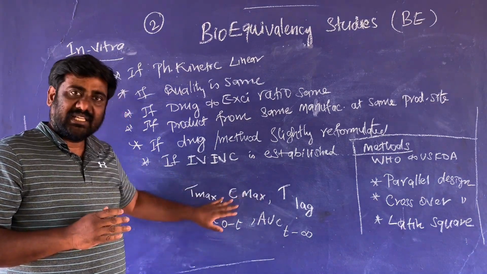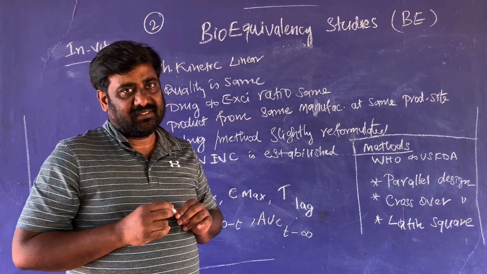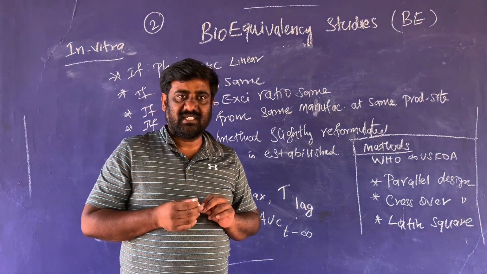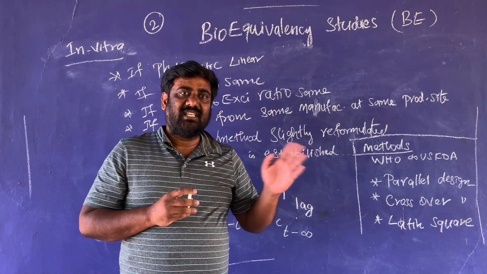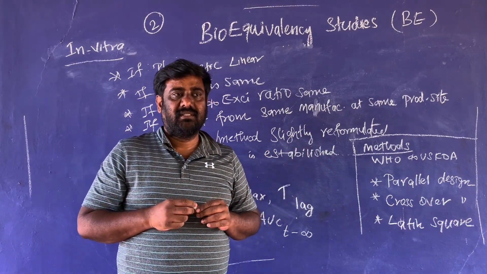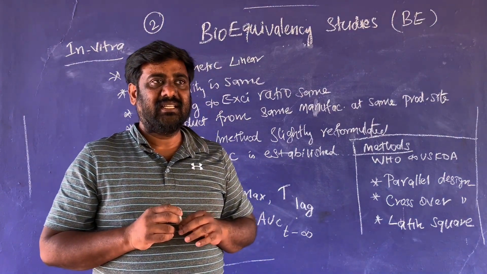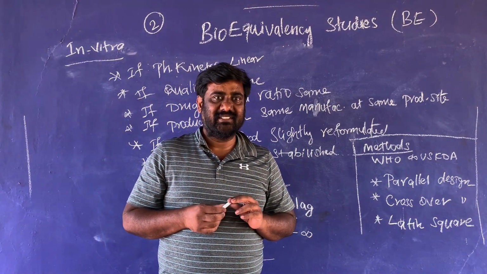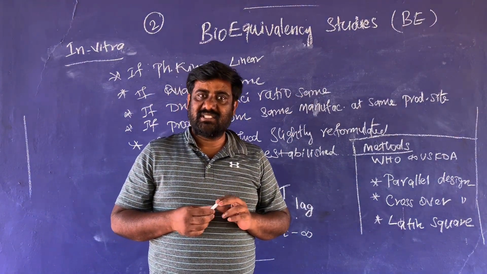So this is by in vivo techniques, and in in vitro the dissolution parameters are checked. So the percentage release of drug, or percentage cumulative release of drug, is checked between formulations A, B, C, D, whatever is taken. Now, by what methods is bioequivalency generally studied? So here we are mainly talking about in vivo bioequivalency studies.